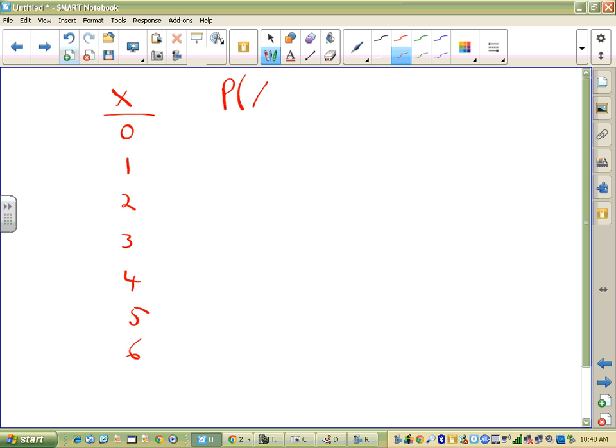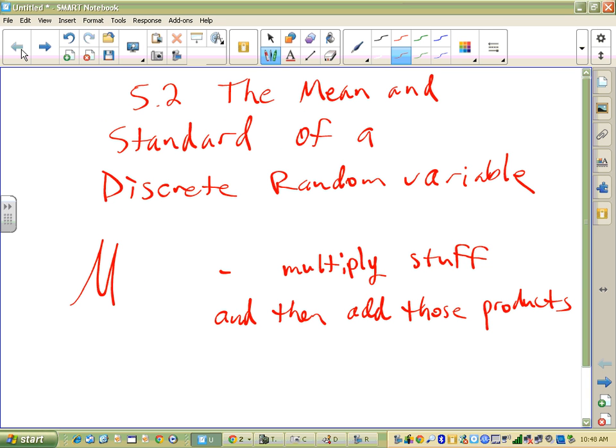So anyways, the probability that the random variable X equals x, here are the respective probabilities. That you have nobody would be 2.9%, or 0.029. That you have just one person would be 4.9%, so 0.049. Mu equals, basically all I'm saying is you're going to multiply stuff and then add those products.